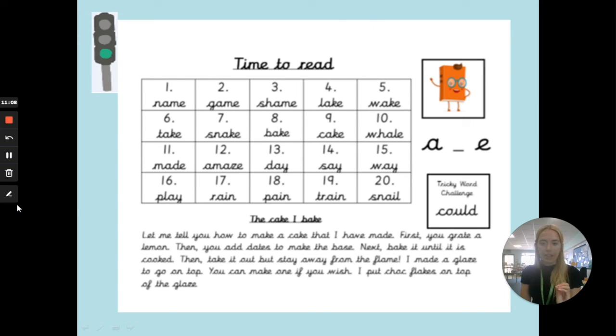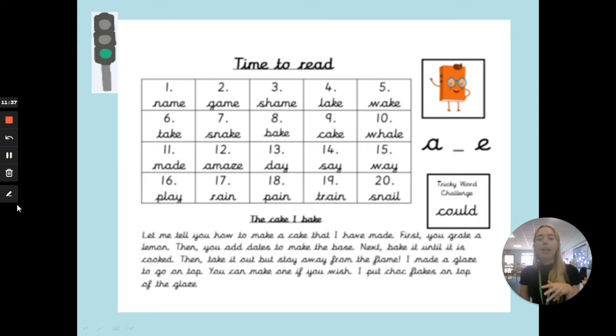I've taken this from Hannah's reading mat, so you can notice I've not used the first 3 or 4 words, sorry. So learn from my mistakes, please. But if I had planned this carefully, it should have been name, game, shame, lake as your first 4. You're going to do that together, and then the children are going to do the rest independently. Okay, so moving on.